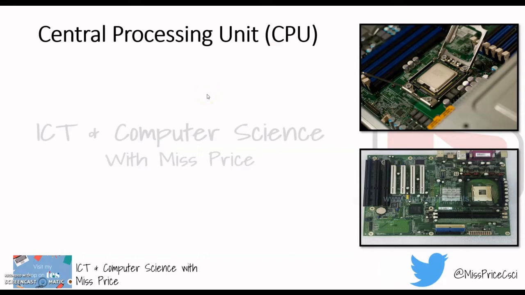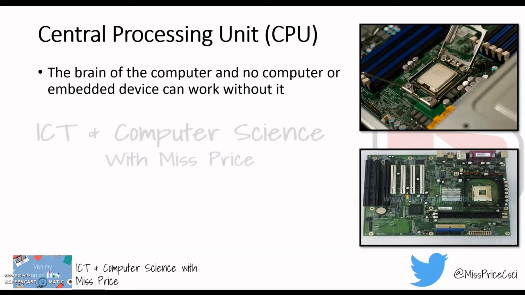So the central processing unit in your computer, this is where it is. Okay, so you can see it's under here, and that is as small as it is, and a lot of them are much smaller. That is the brain of your computer. Now, no computer or embedded device can work without a central processing unit. It's that simple. If you don't have a brain, you can't work, and it's the same with your computer.